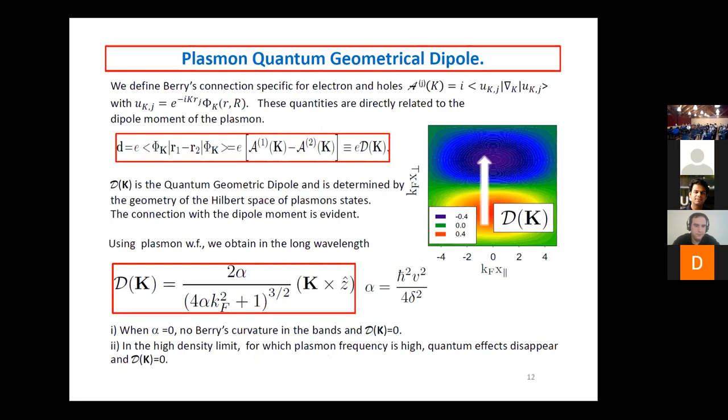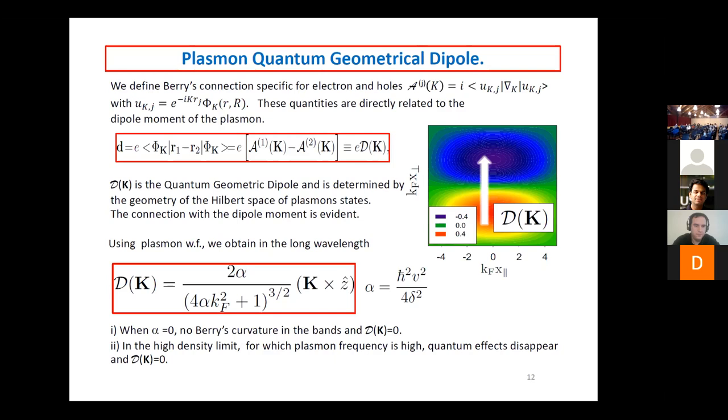So again, I compute the Berry connection for the electron and the hole. From this wave function, after some algebra, I compute the dipole of the plasmon, and I obtain this expression. Again, the dipole of the plasmon is perpendicular to the momentum. The dipole increases with the absolute value of the momentum and is perpendicular. And alpha is a parameter which gives information about the Berry phase in the host semiconductor. When alpha is zero, there is no quantum geometric dipole in the plasmon, but when you have a Berry curvature in the band structure, you have a quantum geometric dipole.